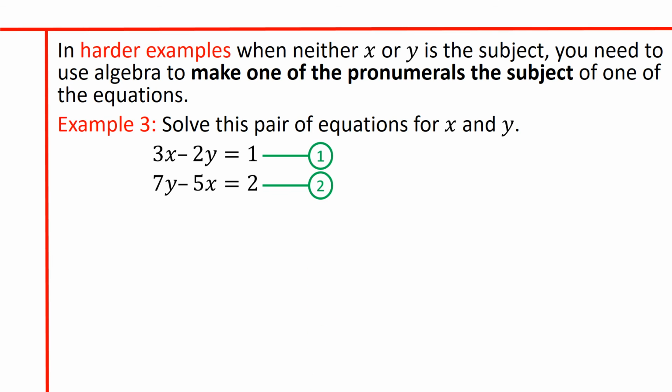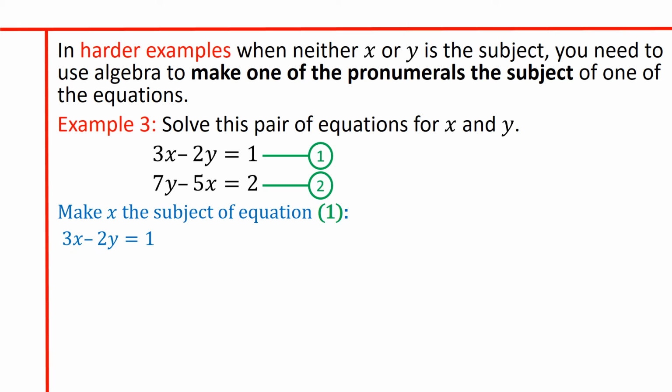So let's label our equations again. We've got equation 1 and equation 2, and we're going to rearrange equation 1 to be in the form x equals and make x the subject. So here's our equation. Now the first thing we want to do is get x by itself, so we need to get rid of this minus 2y by doing the opposite and adding 2y to each side.